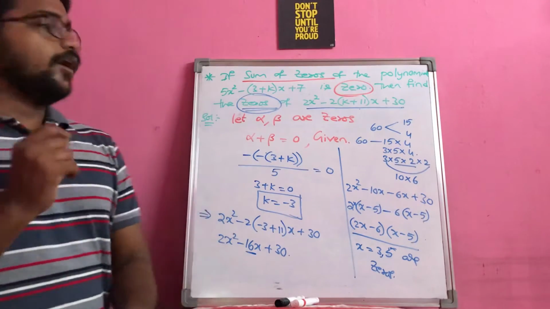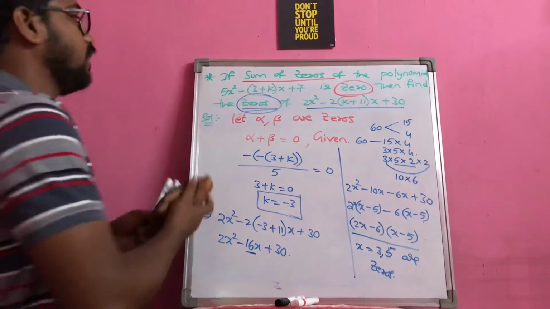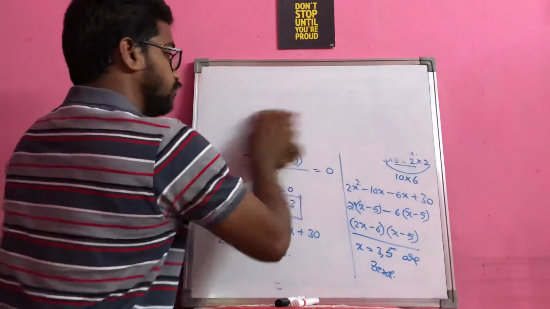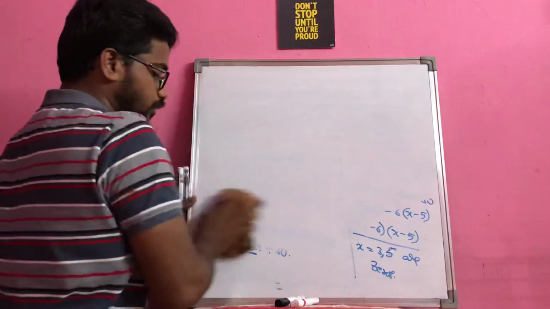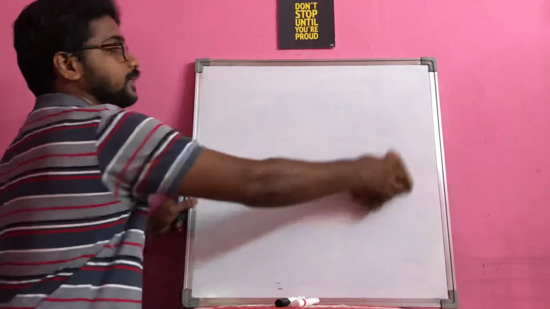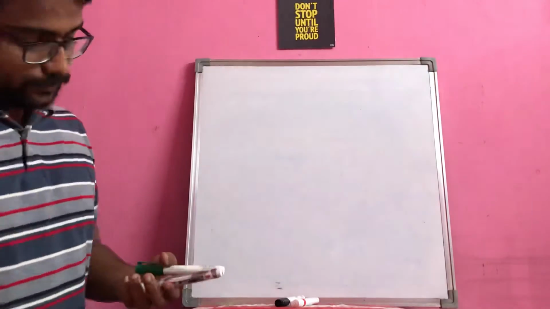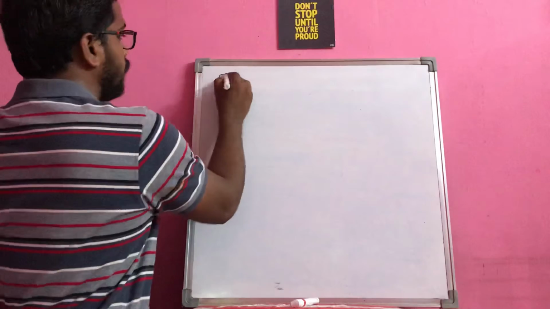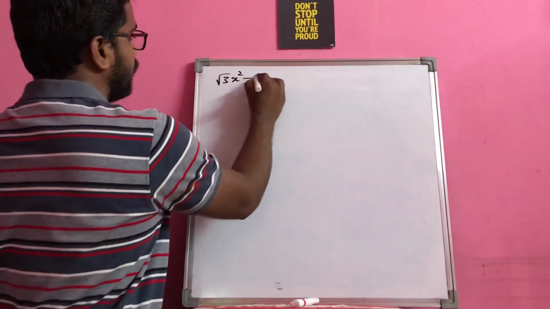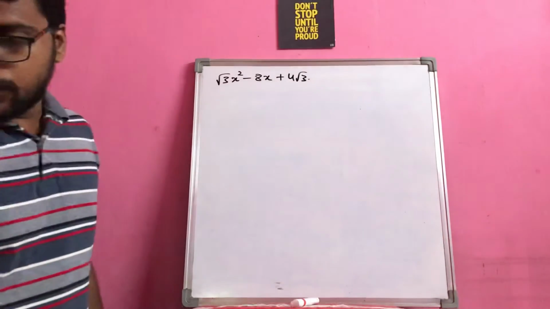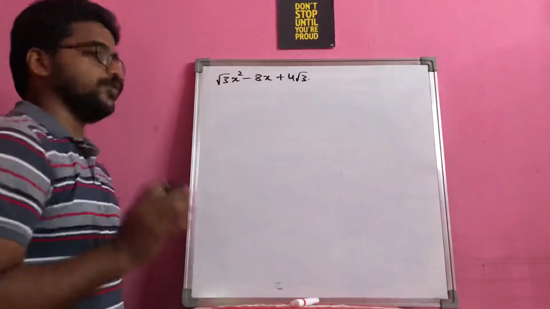Okay. Now, as I mentioned at the start, let me discuss how to find the zeros of a quadratic polynomial involving irrational numbers. Let us take this question: root 3 x square minus 8x plus 4 root 3.